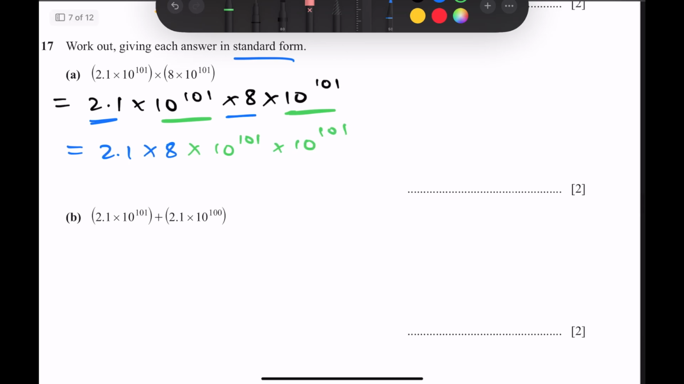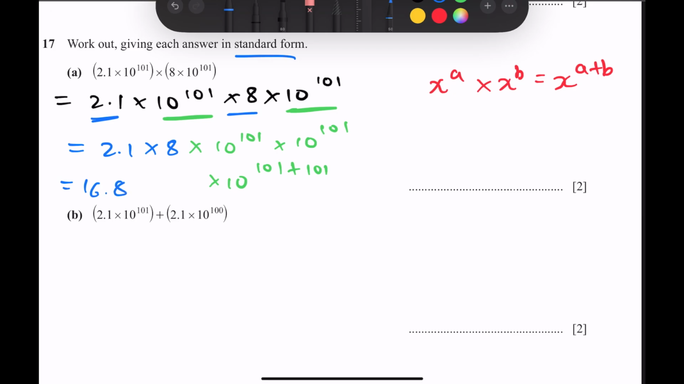Now, as I said before, if we have the same base, like x^a multiplied by x^b, this is equal to x^(a+b). Therefore, the green terms can be simplified as times 10 to the power of 101 plus 101. And the left term is 2.1 times 8, which is equal to... one second, 2.1 times 8, 16.8.